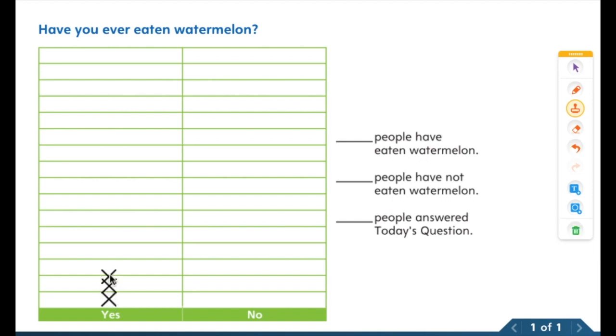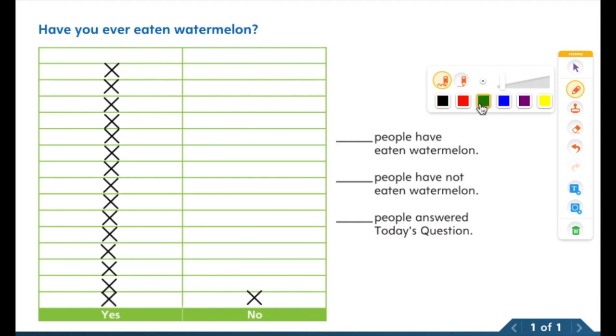So let's count. How many friends do you think, based on people you know, are we going to have more say yes or more say no? What do you notice about our data, friends? Have you ever eaten a watermelon? Remember, this is our yes column, and this is our no column. Think about, what do you notice? Use a word like more or less, greater or fewer.